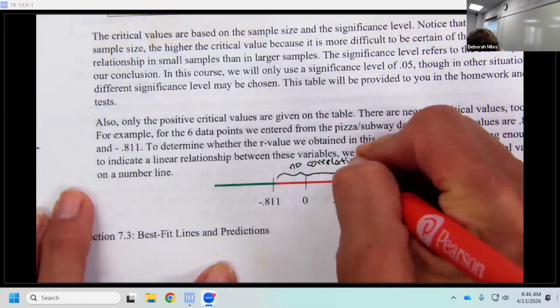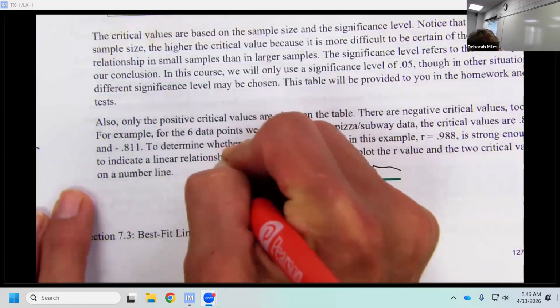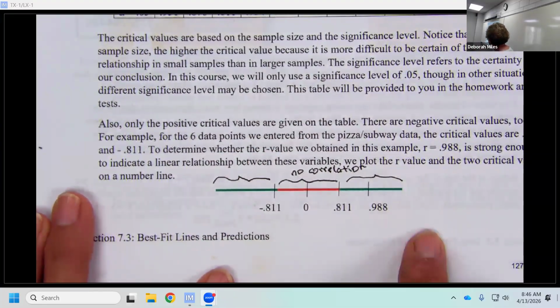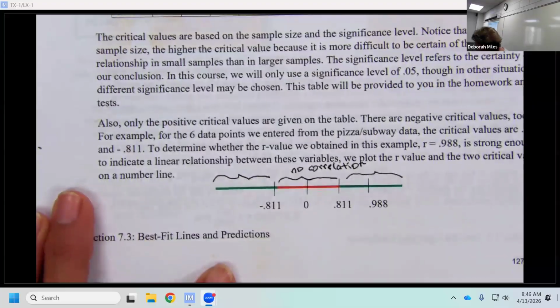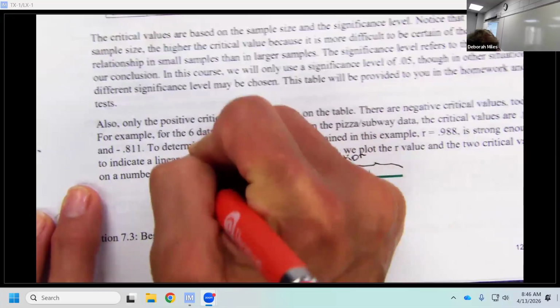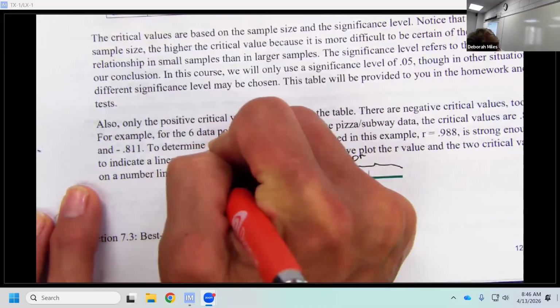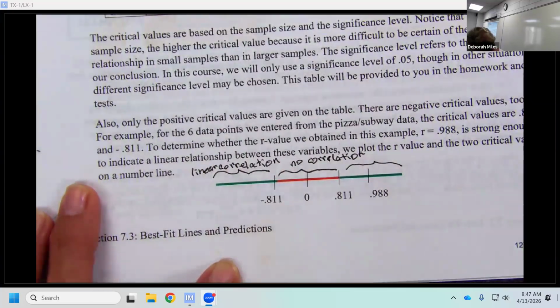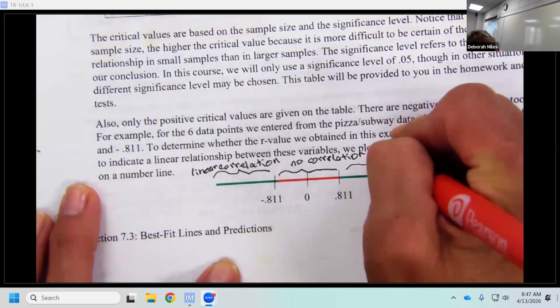But out here and out here, past the critical value to the right or past the critical value to the left, that means there is a linear correlation. And that word linear is important. I don't always say it, but there are other types of correlations, so I need to be specific.